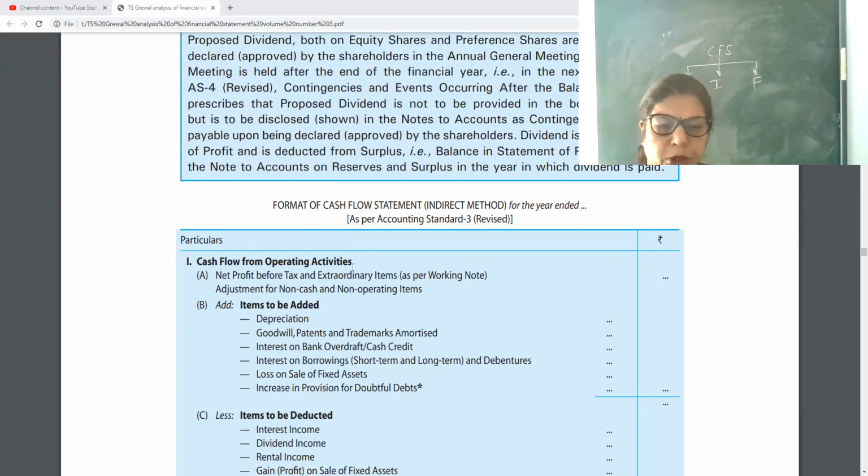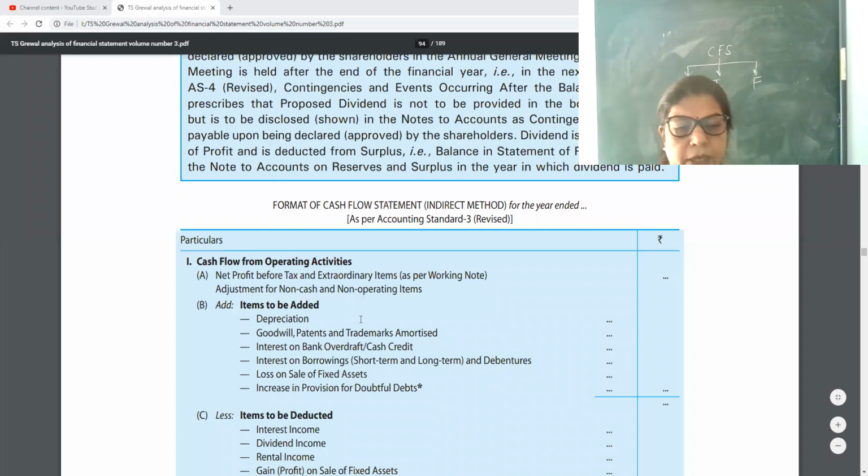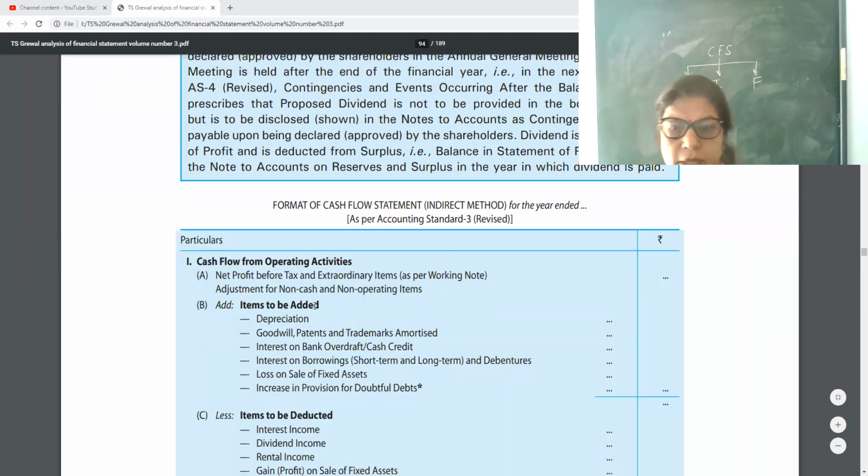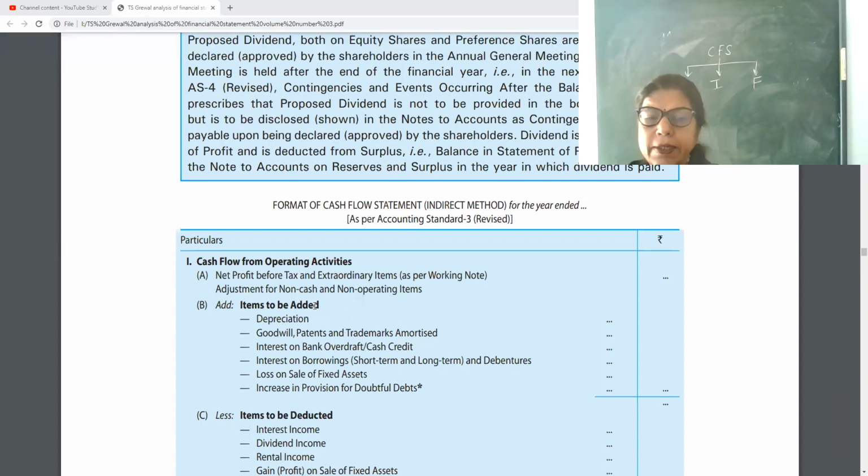So cash flow from operating activities: NPBT, net profit before tax and extraordinary items, as per working note. I will tell you how to write the working note. Then you will write that amount in the outer column. Then in the inner column, some items to be added and some to be deducted. What are the items to be added? Generally non-cash and extraordinary adjustments to be made here.